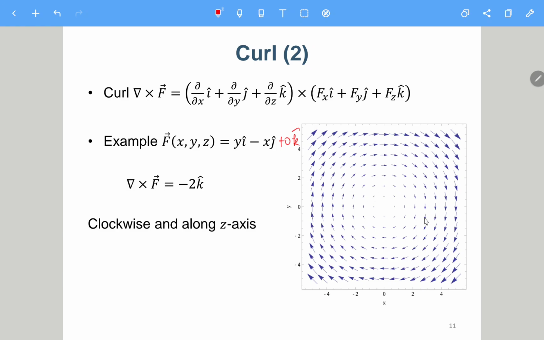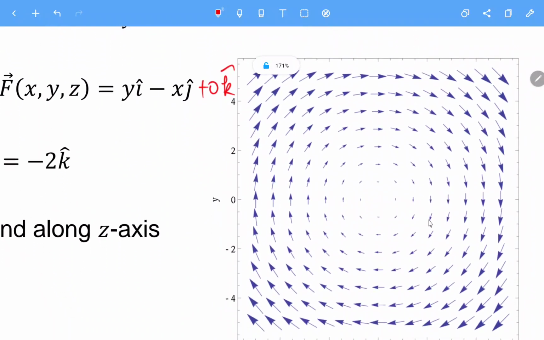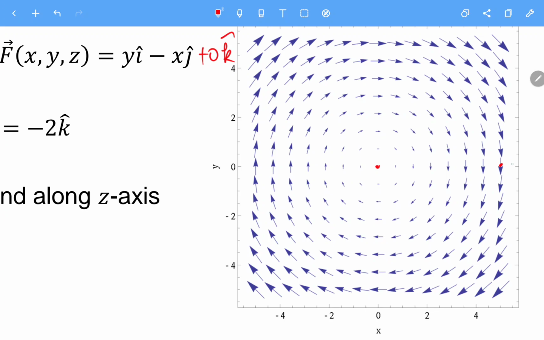For example, if I just pick a point, let's say the origin, 0, 0, then you just plug in x, y, z to be 0 here, and it is clearly 0. So at the center point, it doesn't have anything. Then let's say for this point, 4, 0, 0, we plug in x equals 4, y equals 0, z equals 0 to here. So this is 0, so it becomes negative 4j.